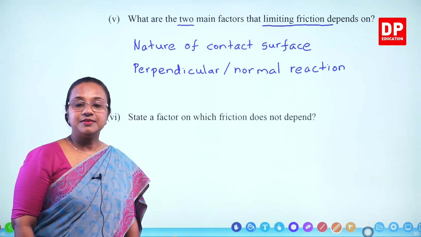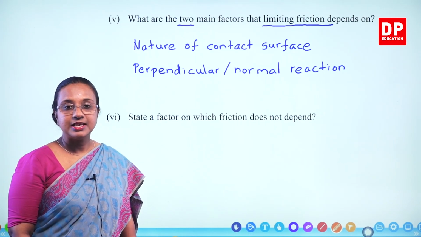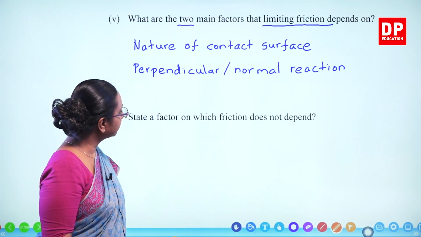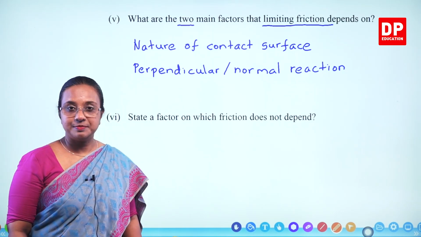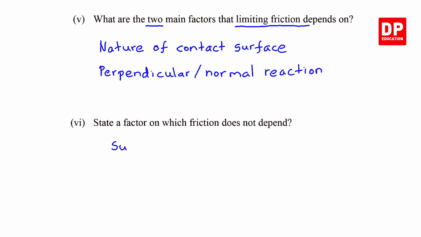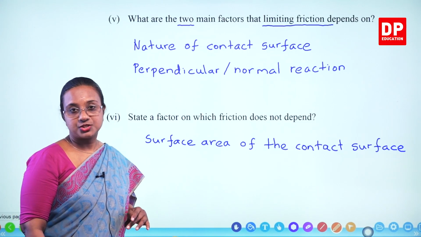And you know, students, the factor that does not affect the limiting frictional force. That is the area of the contact surface. State a factor on which friction does not depend. That is the next question. So here we have to say surface area of the contact surface. So we will move on to the next question.